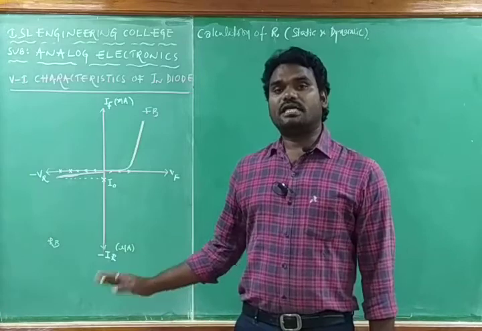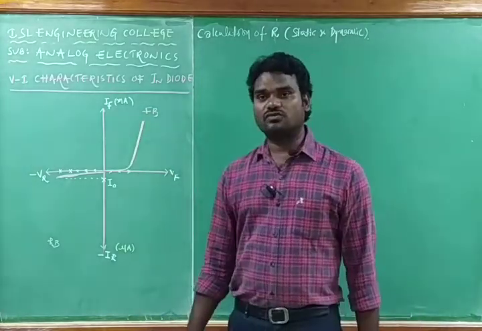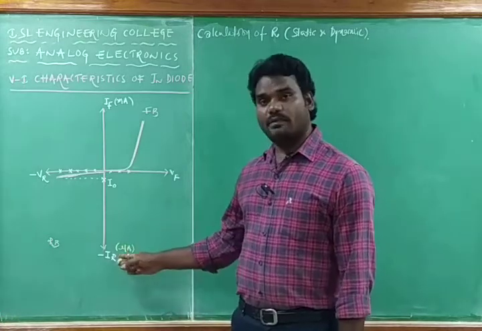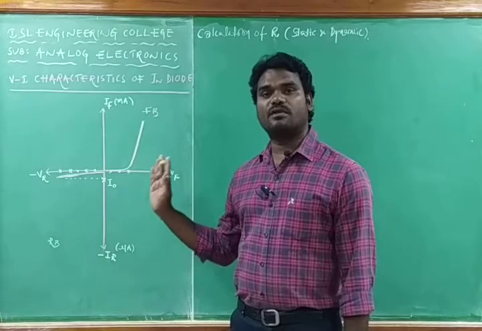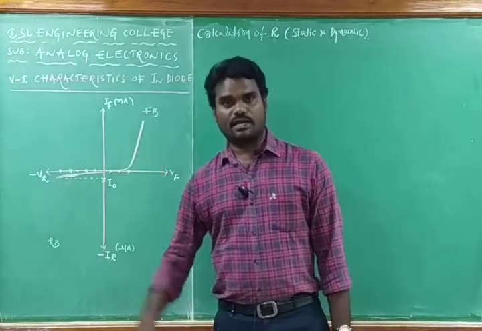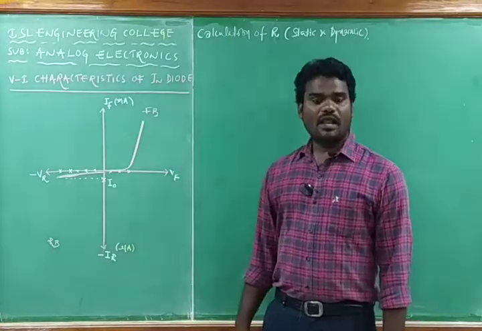Micro means 10 to the power of minus 3 times less than milli, so the current in reverse bias of the PN junction diode is 1000 times less than the current of the PN junction diode in forward bias. This is all we discussed in the last class.